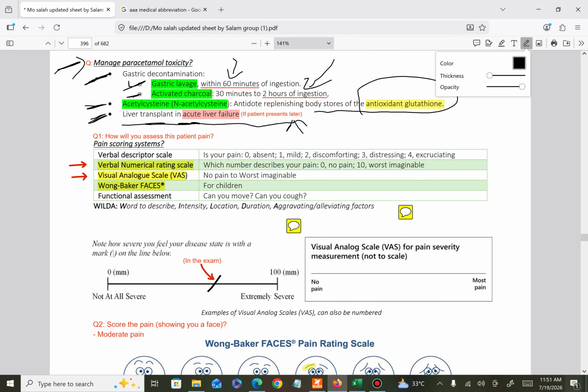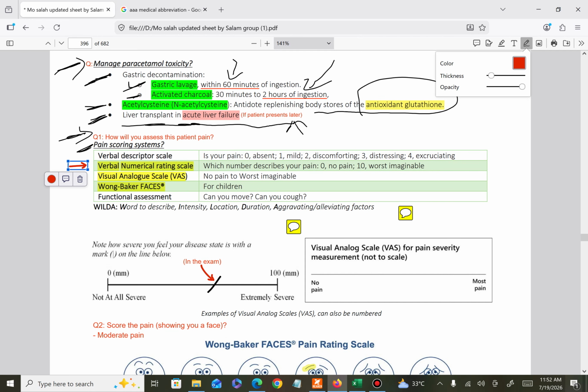How will you assess this patient's pain? By using the pain scoring systems. They are five in number: the verbal descriptor scale.